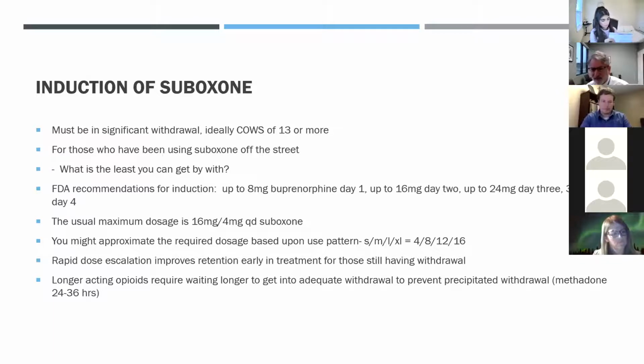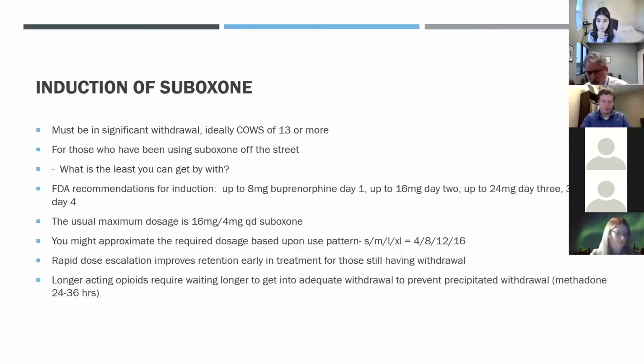I think there is an art to understanding how much someone is going to require, and it doesn't hurt to err on the side of caution. But one important thing is that if someone is still in withdrawal and you're moving very slowly with the dose, increasing or titrating it, you might lose them.